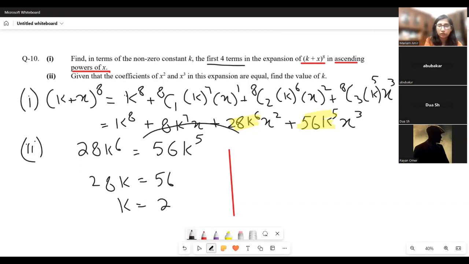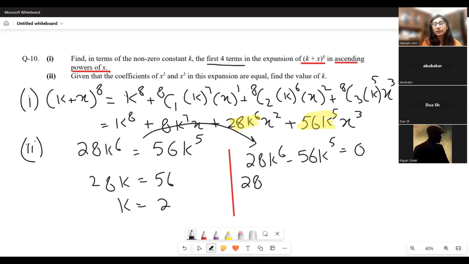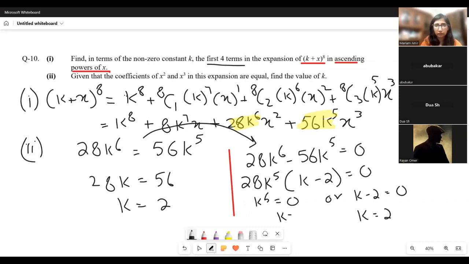So how instead you should do this is move everything to the same side. Take 28 k power 5 common by factorizing this, and we get k power 5 is equal to 0, or k minus 2 is equal to 0, so k is equal to 2 and k is equal to 0. In this question, k is not a 0 term. It's non-zero, so this is not possible. So your only answer is k is equal to 2.